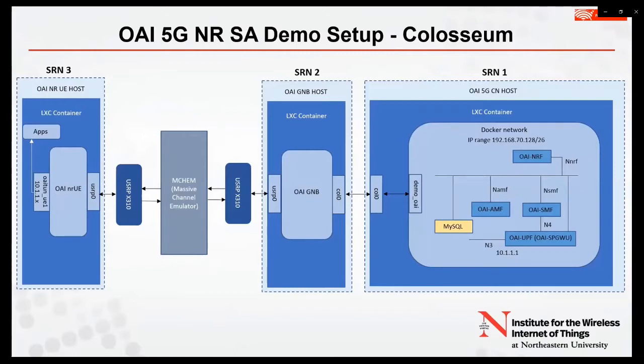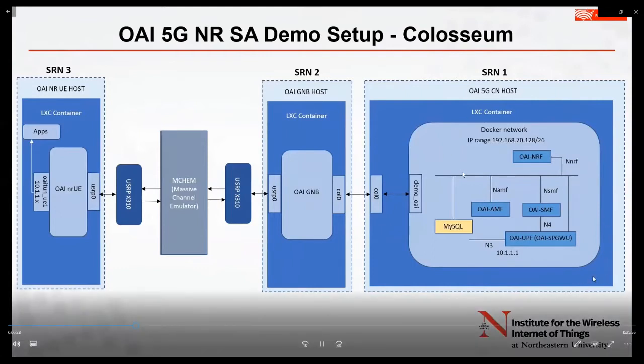Even the core network Docker containers run within an LXC container. We had to make some tweaks to the Docker Compose configuration to make this work. These tweaks are available in the Docker containers that we have made available on Colosseum. We also do not use the OAI EXTDN container here, and we transfer traffic directly from this host.